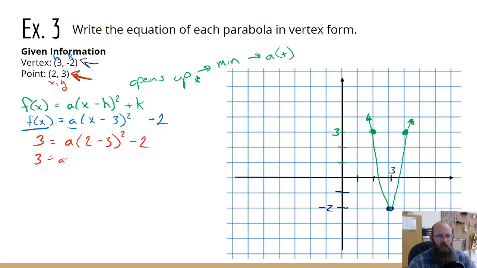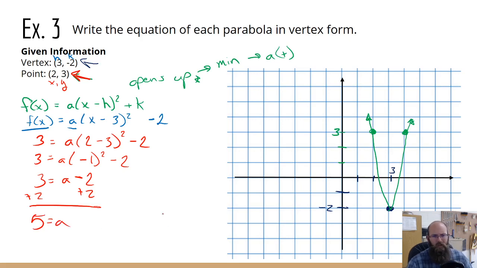So 3 equals a. 2 minus 3 is a -1. Square it. Minus 2. -1 squared is just +1, isn't it? Okay. So 3 equals a times 1. Well, I don't really need the times 1 because that's just assumed. And then minus 2. So I'll add the 2 over. So 5 equals a. Sweet.